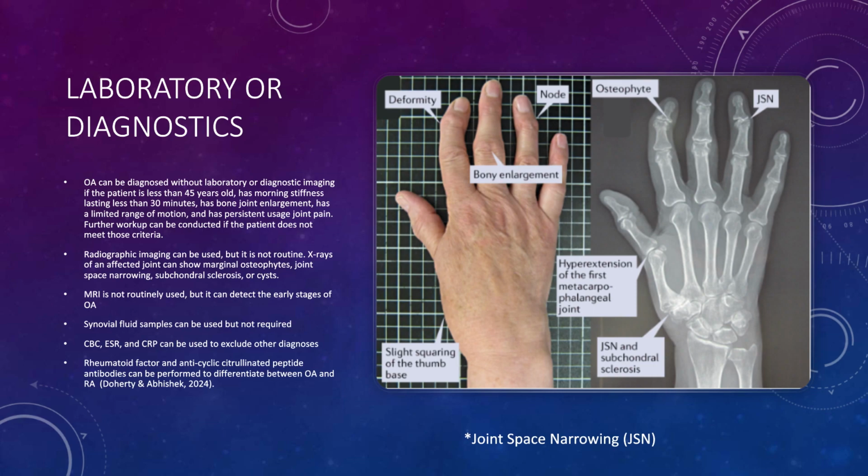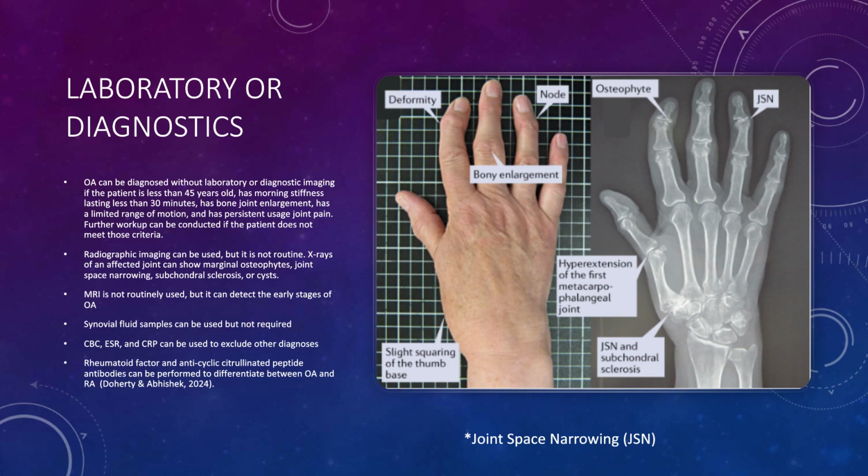Radiographic imaging can be used, but is not always routine. X-rays of the affected joints can show marginal osteophytes, joint space narrowing, like on the image to the right, subchondral sclerosis, or cysts. An MRI may be performed if needed to detect OA in early stages, but it's not routinely done. A provider can also perform a synovial fluid tap and collect a sample. Yet again, this is not routinely done.